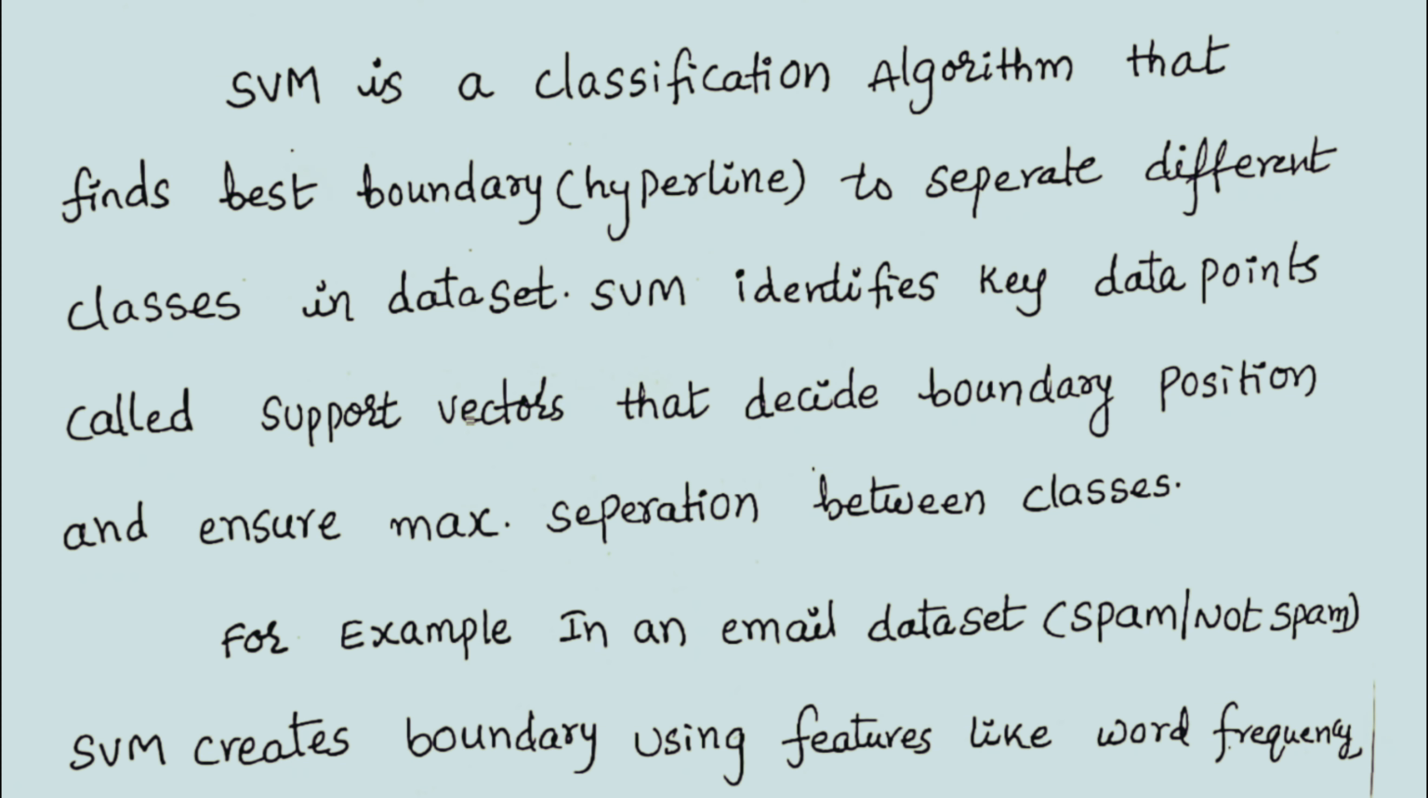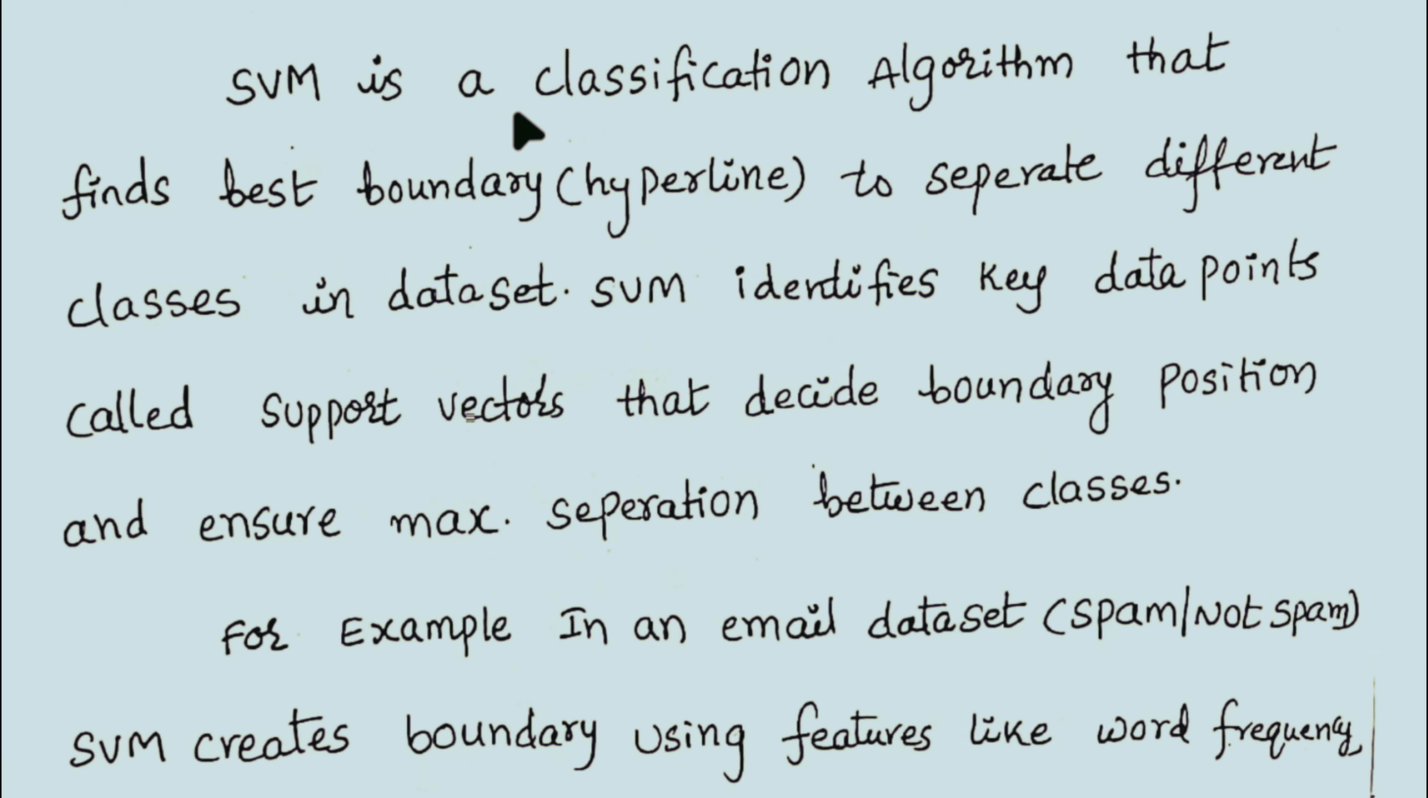Now you can see SVM is a classification algorithm that finds the best boundary, also called a hyperplane, to separate different classes in a data set. What is the meaning of this line? The first purpose of SVM is that we can use it for classification. It finds the best boundary, the hyperplane, to separate different classes. Let us say there are two classes. In order to separate those two, we are using SVM.